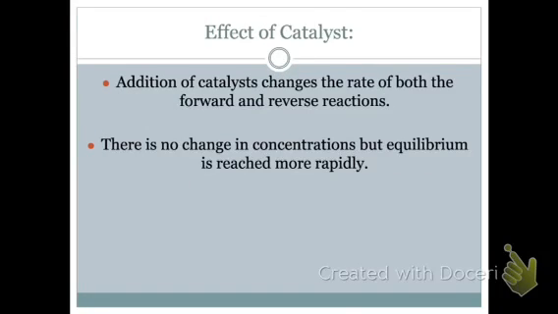Now, there's the catalyst again. An addition of a catalyst changes the rate of both the forward and the reverse reactions. It doesn't favor one over the other. So there's no change in concentration, but equilibrium is reached more rapidly. Again, it's not favoring the forward or the reverse. It's just speeding everything up so it can hit equilibrium more quickly.